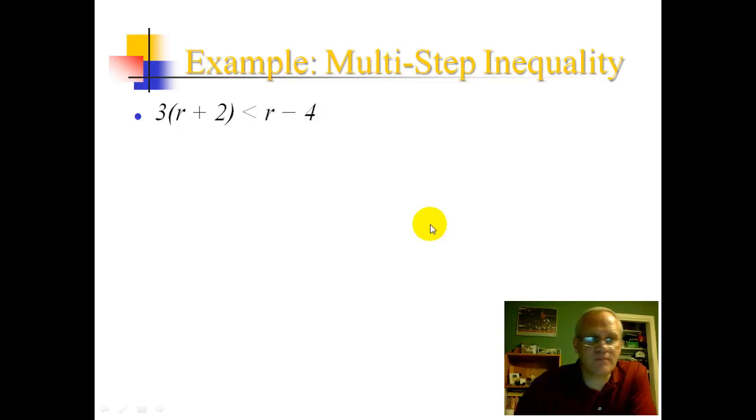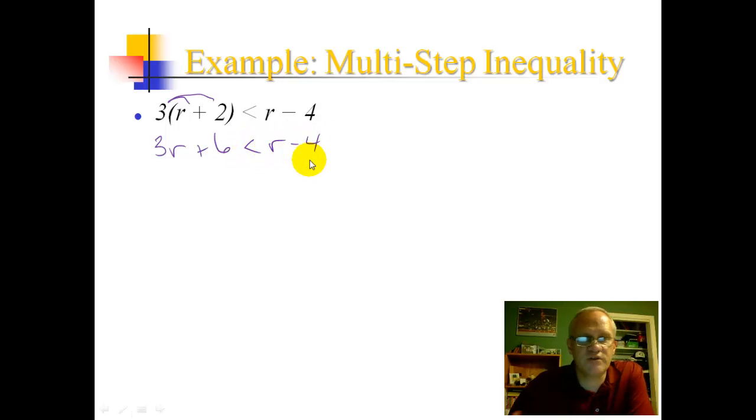Last example here, and then we'll be done. When I look at this, I go, hey, you know what? Looks like I have to distribute this 3 first. So I'm going to distribute 3. So 3r plus 6 is less than r minus 4. Okay, what do you think you're going to do next? Oh, get the r's together. Good, okay. So, minus r, minus r.